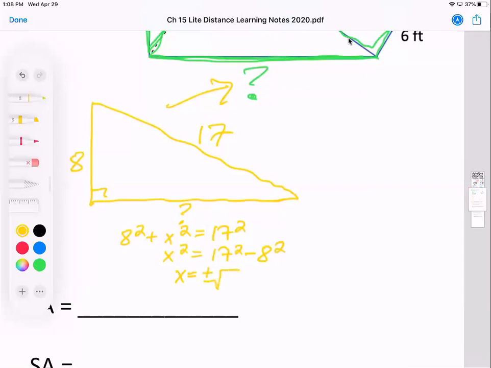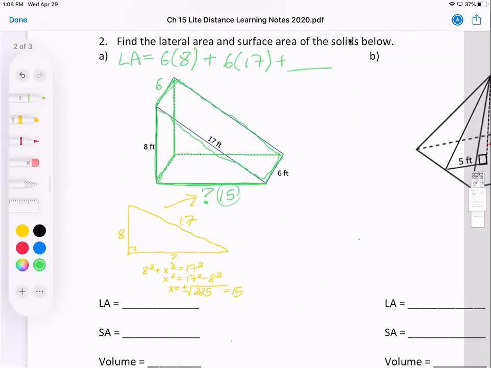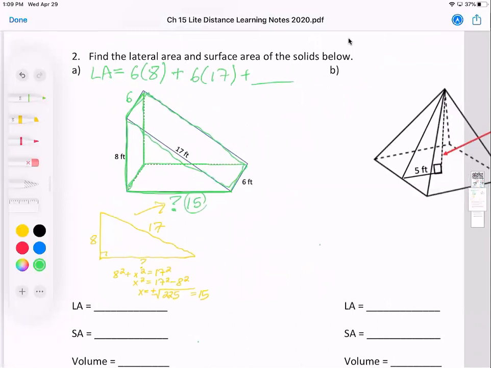Just the positive square root of 17 squared, get my calculator out, minus 8 squared is 225. And I think that's one that I know. That would be 15. So the length of question mark is 15. So when we're finding the area of this bottom rectangle, that would be a 6 by 15 rectangle. Now I do want to point out there was a formula earlier on that table which said perimeter times height.